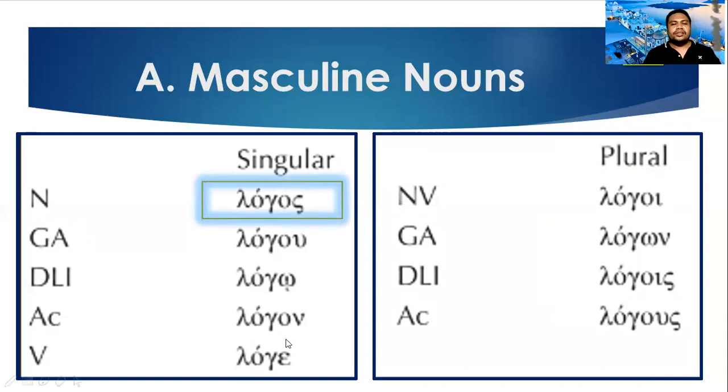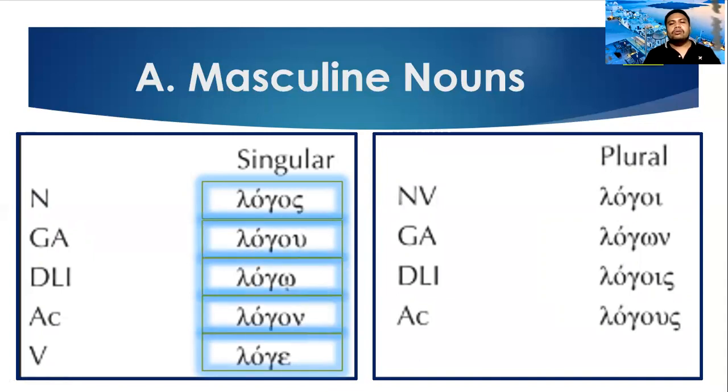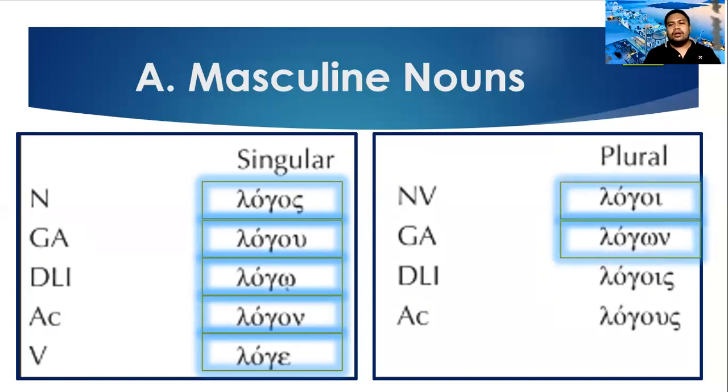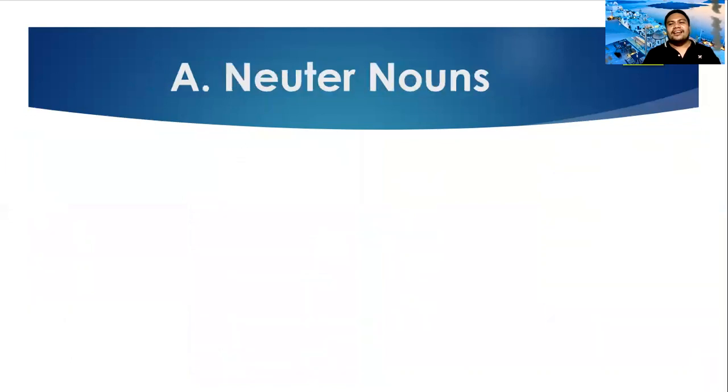Logos, and then vocative, loge. Logo, logo, logon. Plural, logoi, logon, logois, logous. It means plural words. Okay, so very good. Those are examples of the masculine nouns.